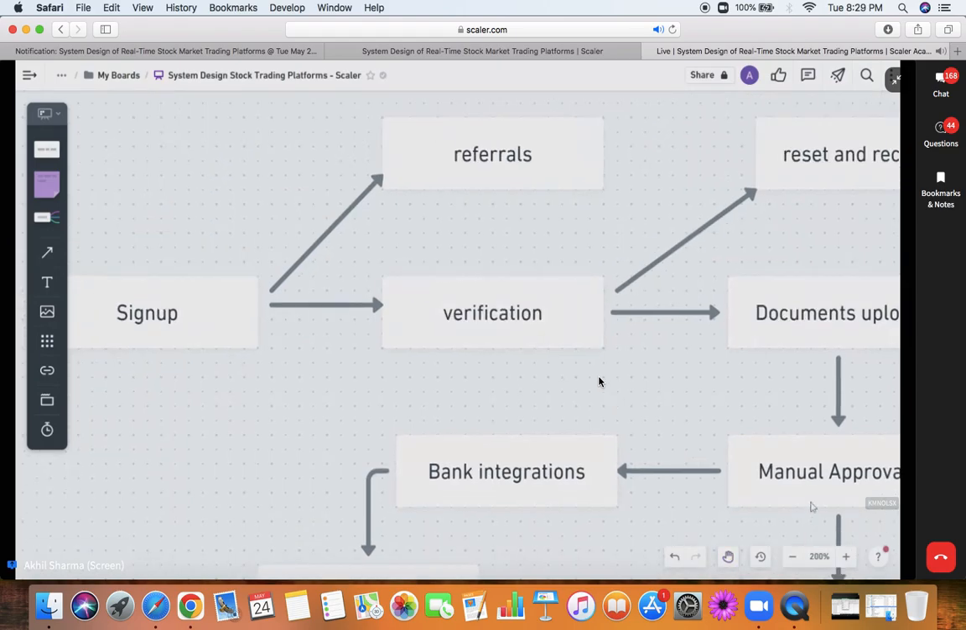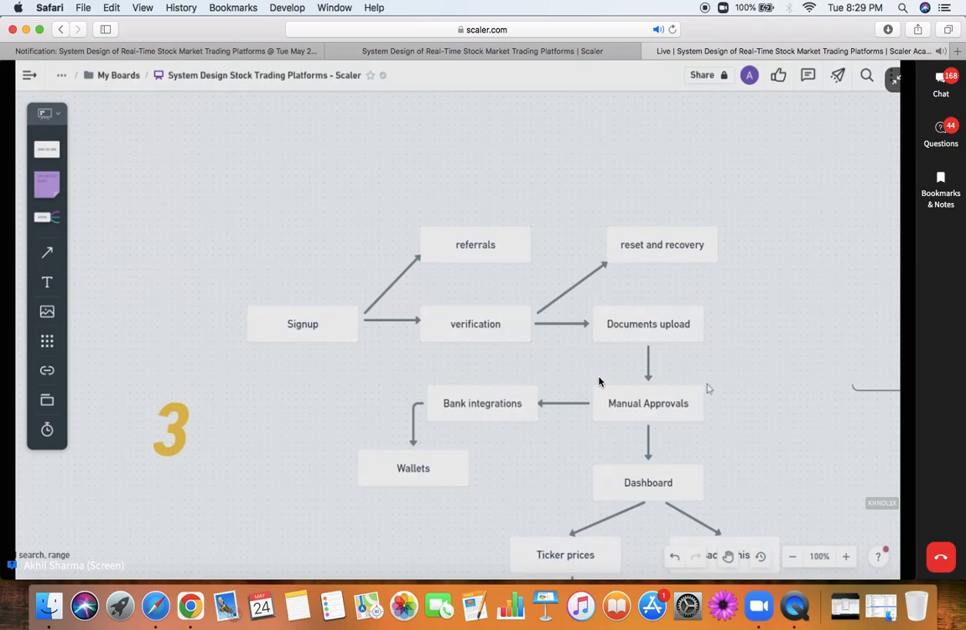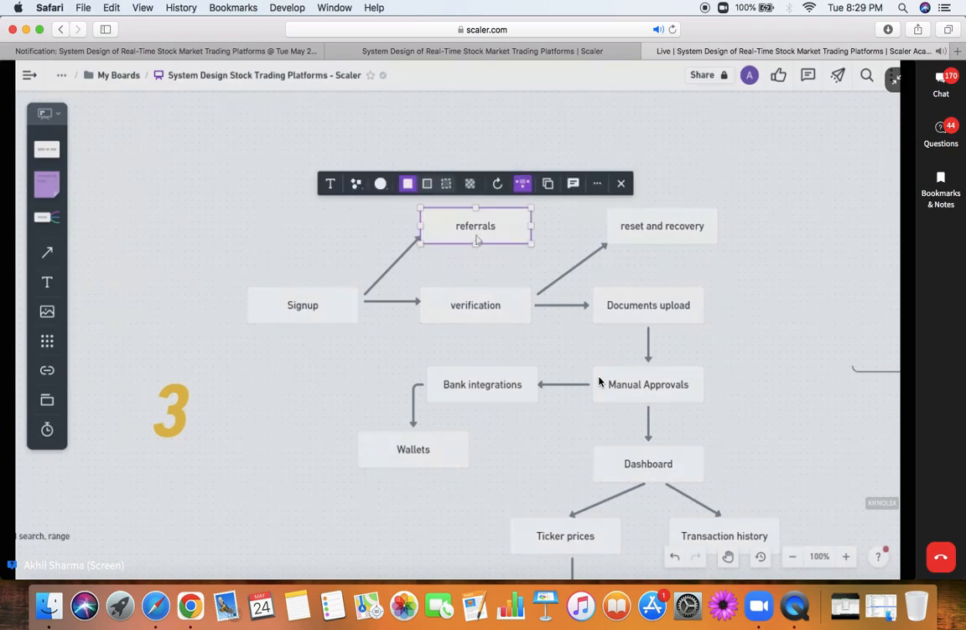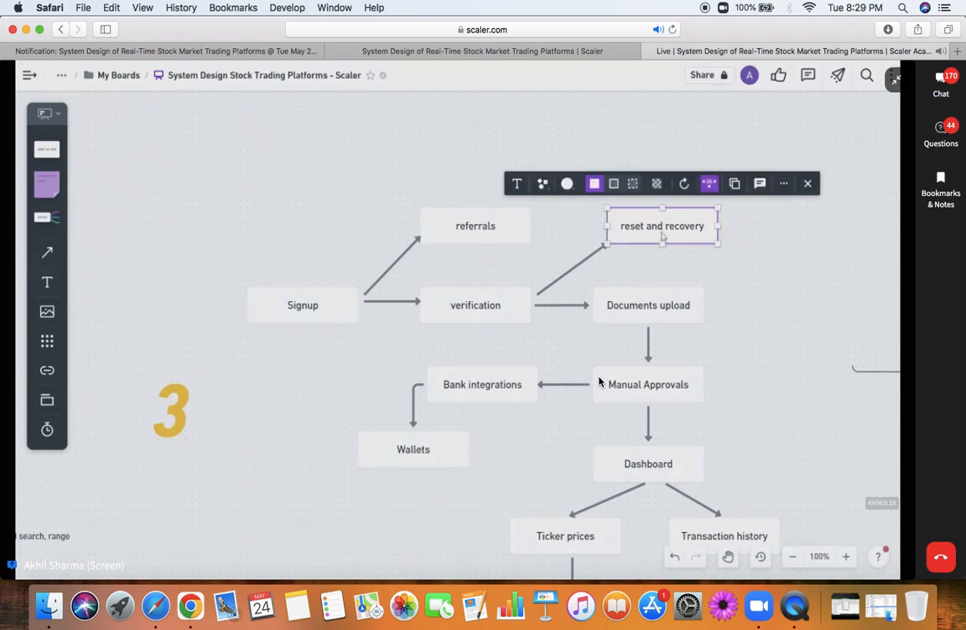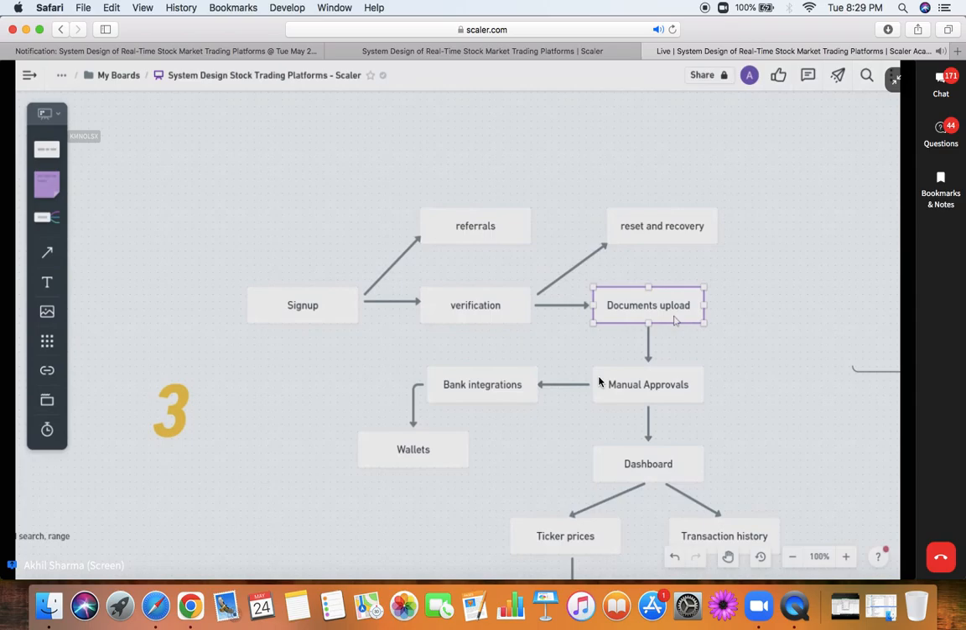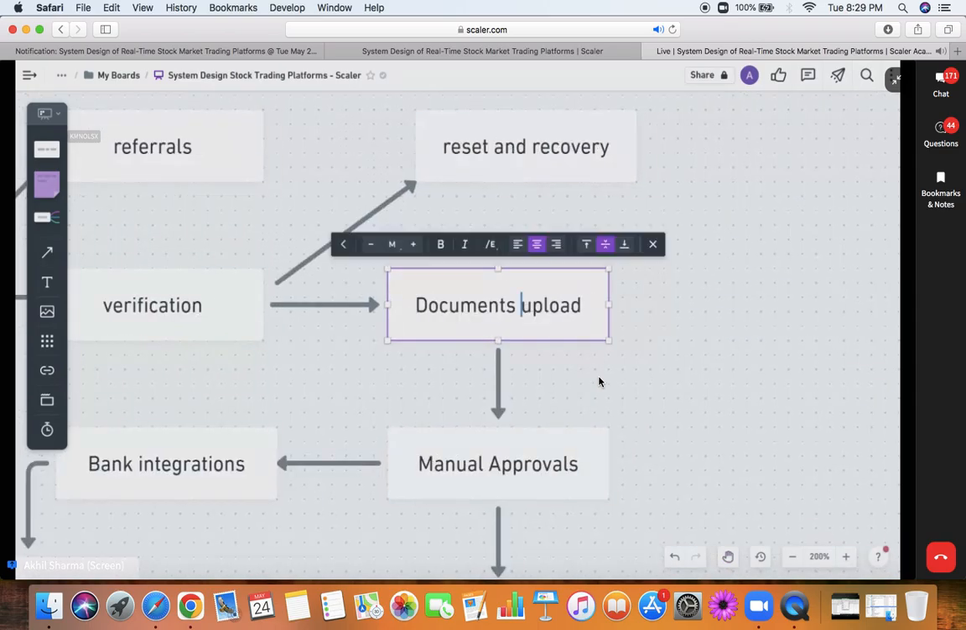So if you have a limit of 45 minutes for your system design, you want to have at least a basic flow mapped out, right? So you can sign up, you can send referrals, and on Robinhood you can send referrals. You can have reset and recovery of your passwords. You'll have to verify yourself on your email and phone number as well. You'll have to upload some documents depending on which country you're in.